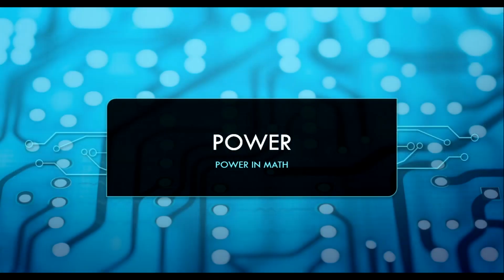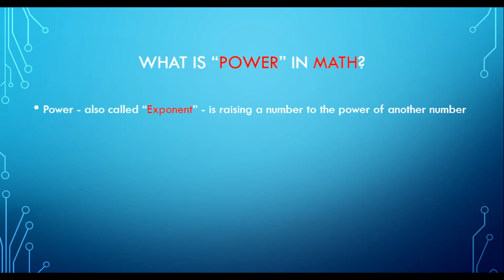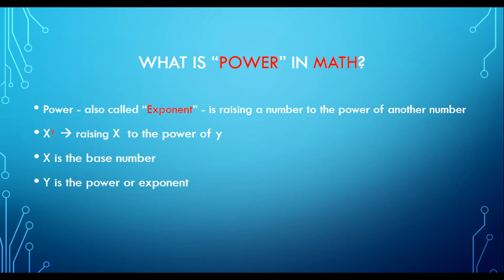Before we move on to the problem sets, we have to know what is meant by power in math and how to apply this in Python. Power, which is called exponent, means raising a number to the power of another number. If we say x to the power of y, it means raising x to the power of y. Here, x is the base number and y is the power or exponent. In other words, how many times you multiply x by itself.